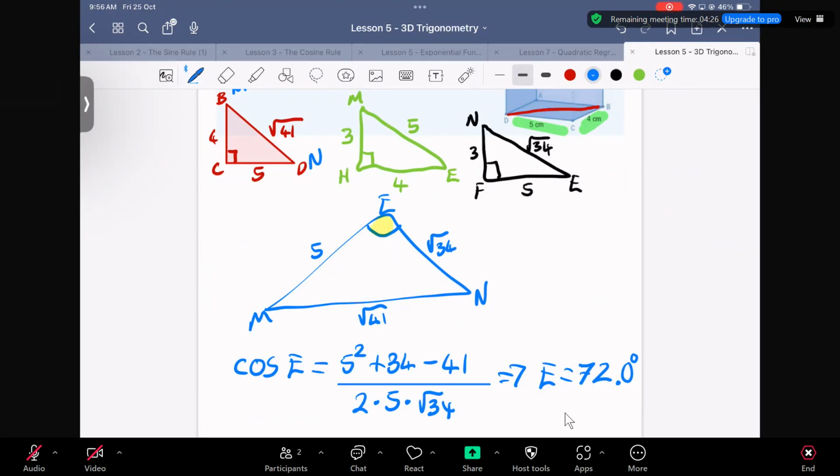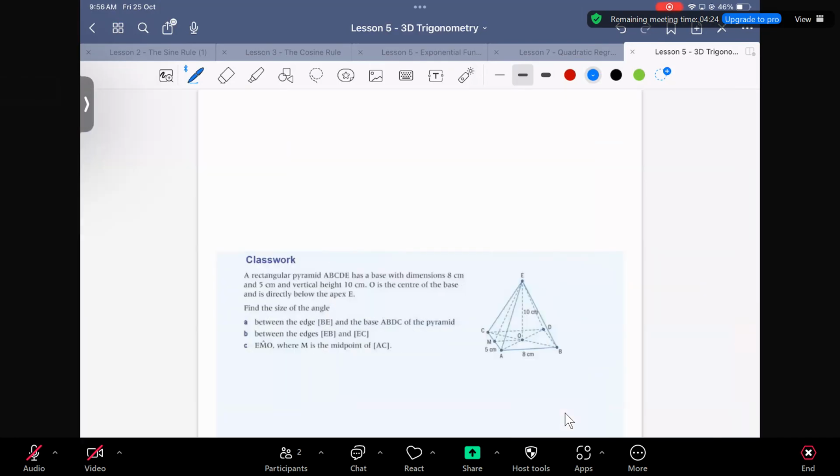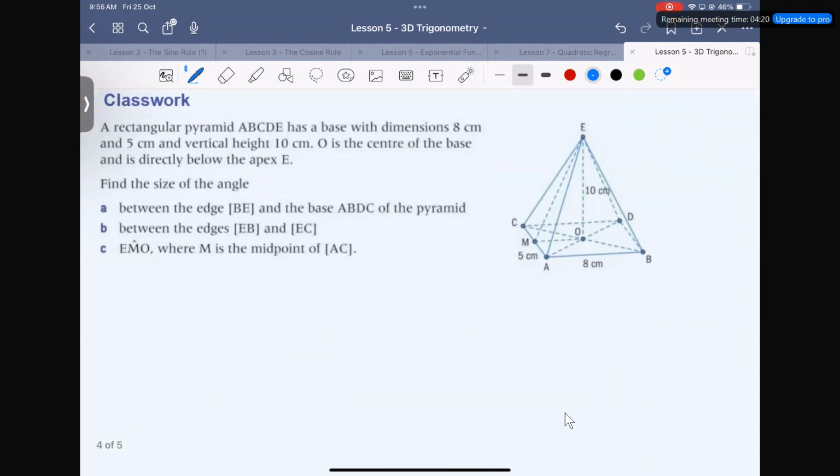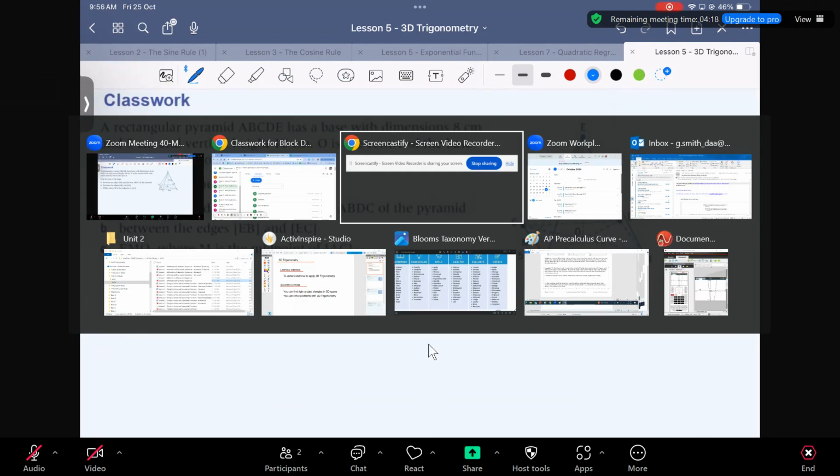Right. Have a go at this as your classwork exercise. This one's a little bit more challenging. This one is a bit tricky here. I'm not going to run through this one. That's it from me today.